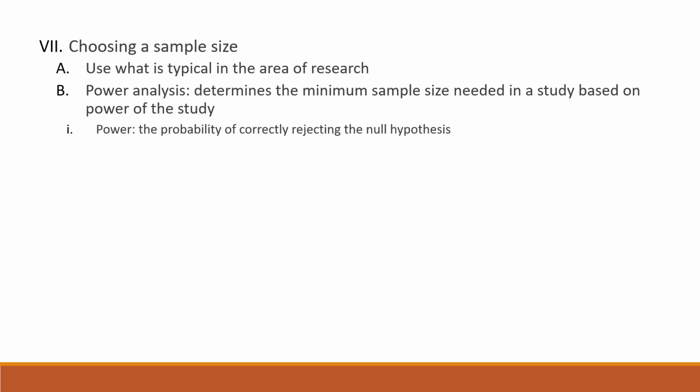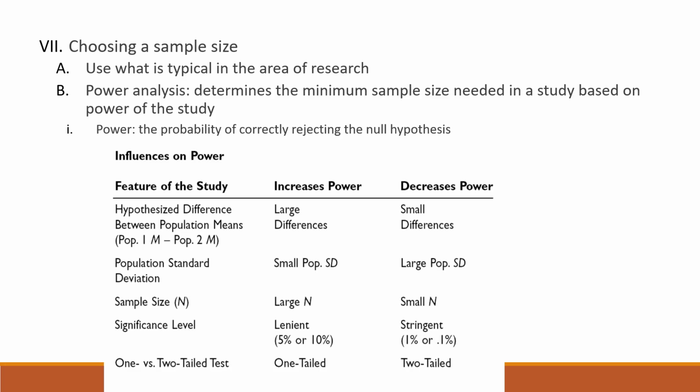So the power is what we talked about on the previous slide as beta, and it's the probability of correctly rejecting the null hypothesis. And there are a number of things that can influence the power in the study. One is the hypothesized difference. If we are hypothesizing that population 1 and population 2 will be very different, that's going to increase our power. If we predict a small difference, that's going to decrease our power.